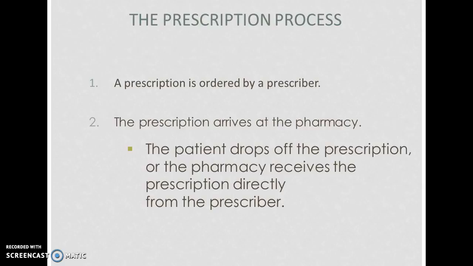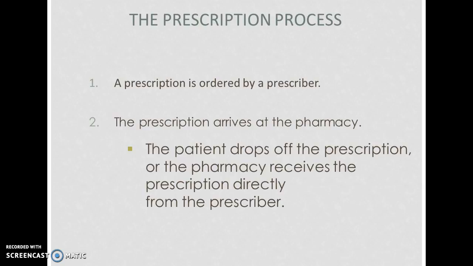Okay, let's go ahead and take a very close look at the prescription process. And we're going to take some time going through this here. There are 10 basic steps that you should be familiar with. Each of the steps can be prone to error. That means that looking at these particular steps very, very carefully can reduce the amount of medical error that can occur. So number one, a prescription is ordered by a prescriber.